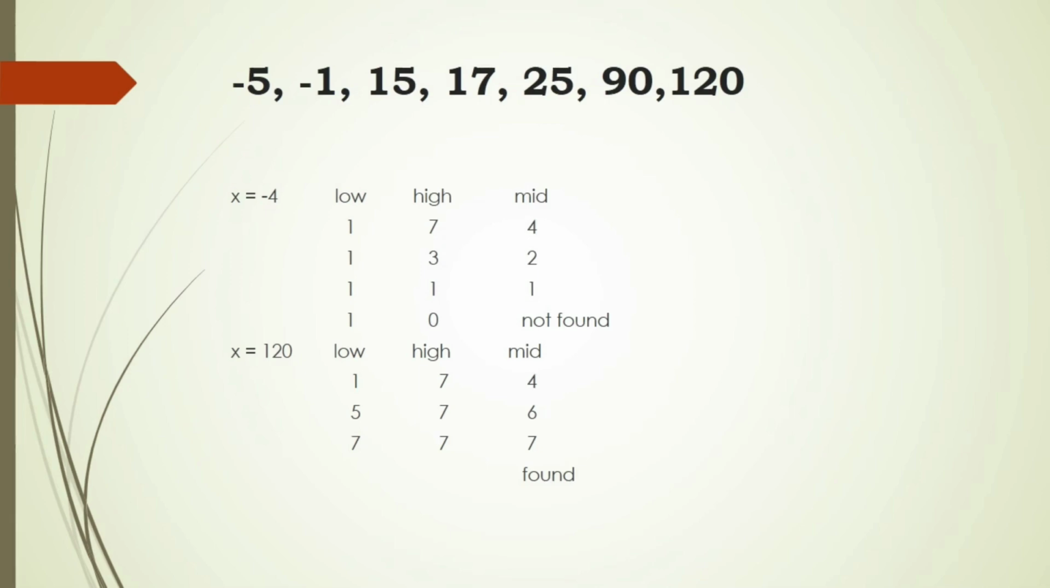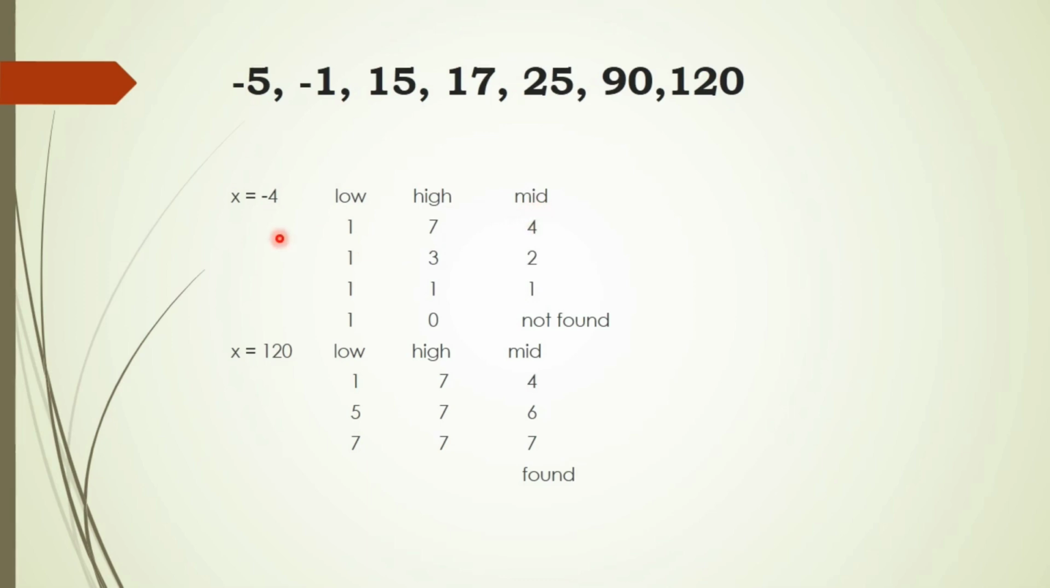Consider this example of 7 elements. So we have 1, 2, 3, 4, 5, 6, 7, and a key element is minus 4. We need to search for minus 4. So let us start. Initially our low value is 1, which is the index of the first element, and high value is the index of the last element, that is 7.